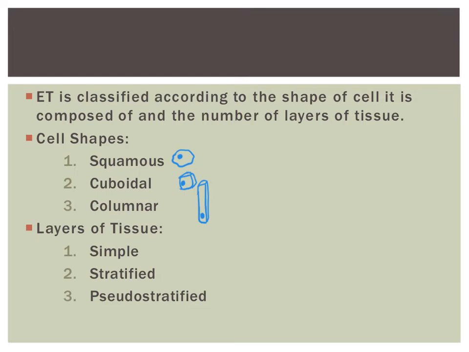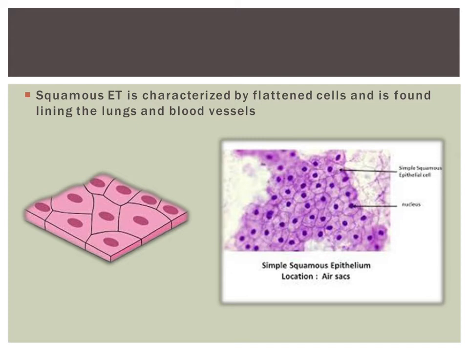They're also characterized by the layers of tissue. Simple would mean that there is one layer. Stratified would mean that there's more than one layer, and pseudostratified looks like there's more than one layer, but actually every cell touches the basement membrane, so it's actually just one layer. So we'll look at an example of that in just a minute.